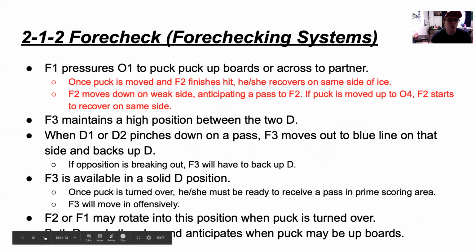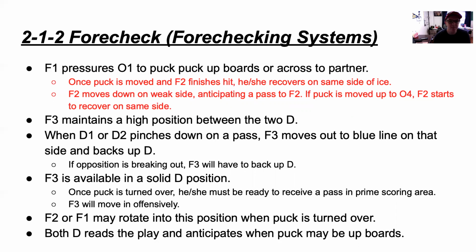And then we have a little more detail, and I know this is a lot, just stay with me. So F1 pressures O1 to move the puck up the boards or across to the partner. Then once the puck is moved and F2 finishes the hit, he or she recovers on the same side of the ice. F2 moves down on the weak side, anticipating a pass to F2. If the puck is moved up to O4, F2 starts to recover on the same side.